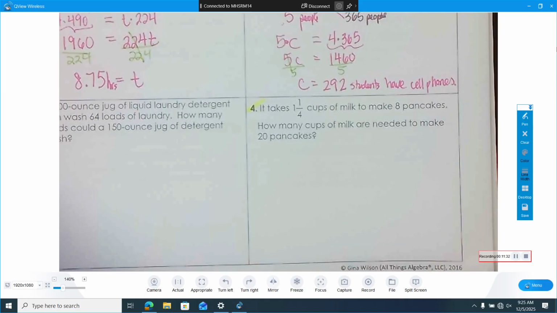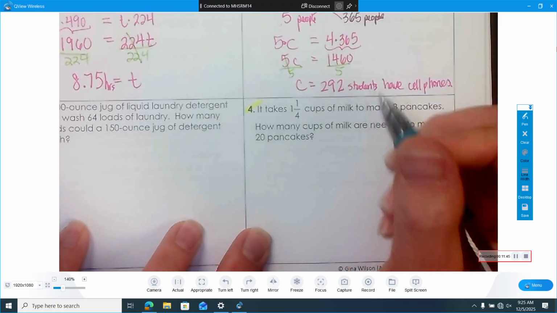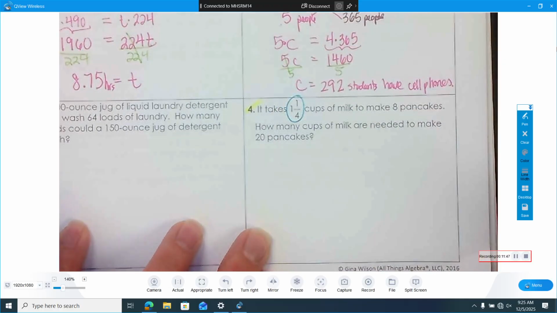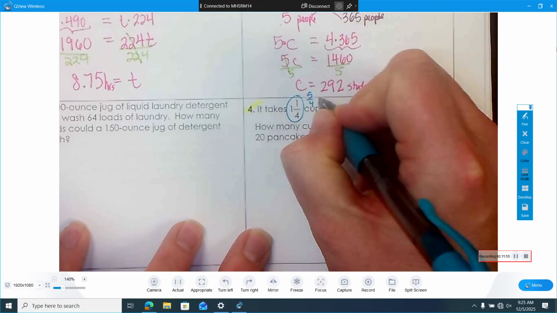It takes 1 1/4 cups of milk to make 8 pancakes. When you read that, do you see a fraction? Yeah? What is our fraction we're going to write? 1 1/4. I really hate that. Is there something else I could do instead of writing a mixed number? 5 over 4. We could absolutely do 5 over 4. Is there something else I could do?